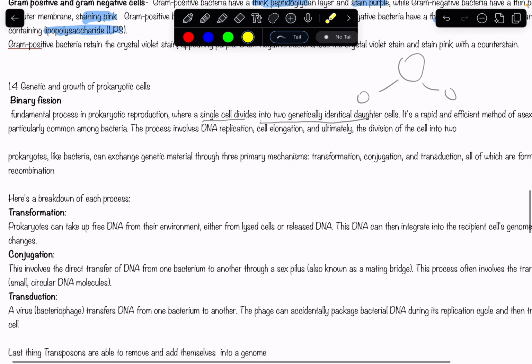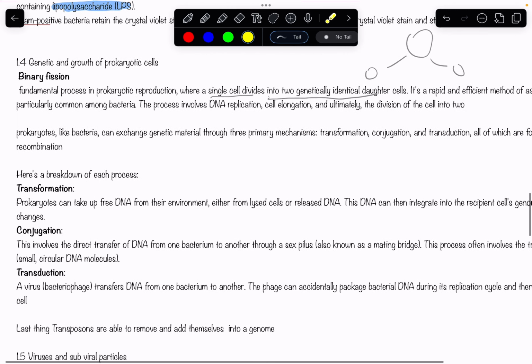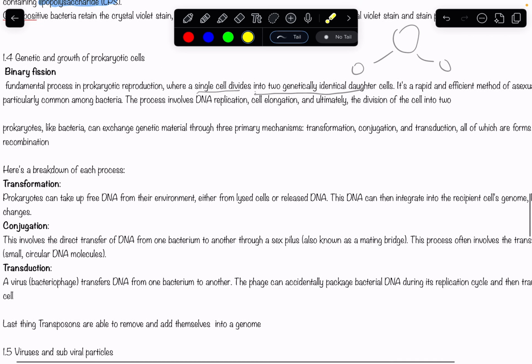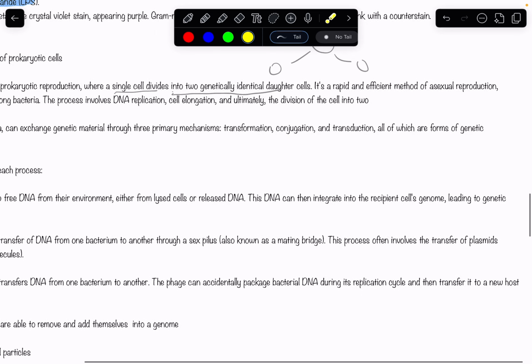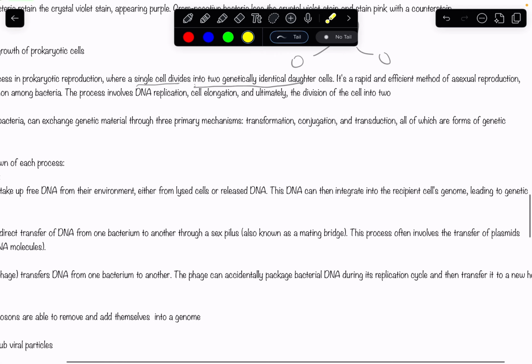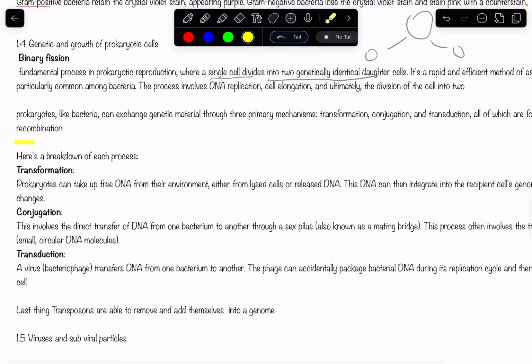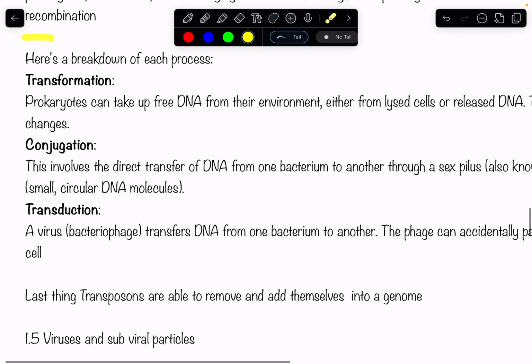So prokaryotes can exchange material in three different ways. We have conjugation, transformation, and transduction, which are all different forms of genetic recombination. So let's break down each process. First, let's look at transformation.